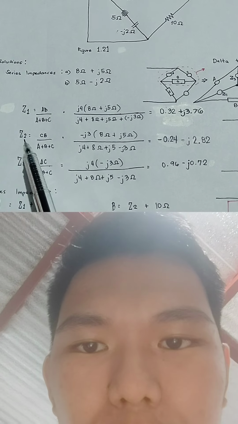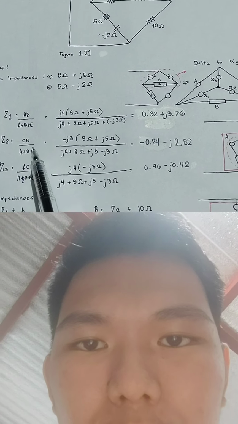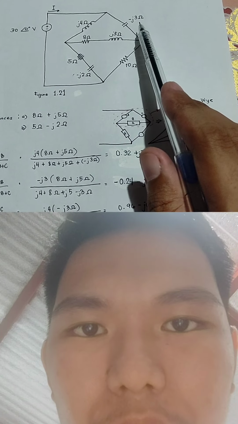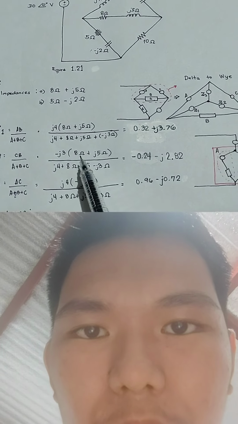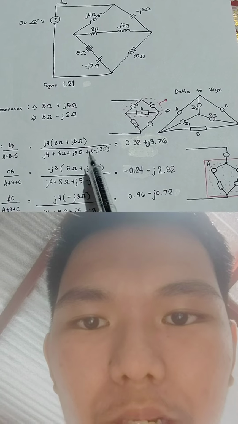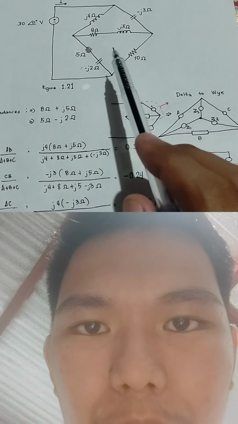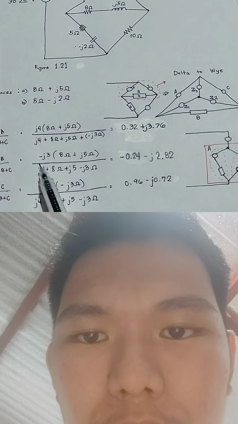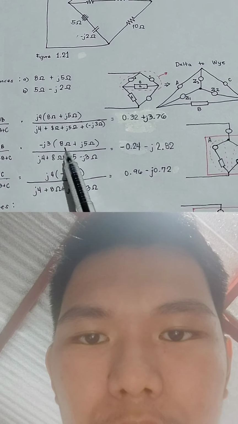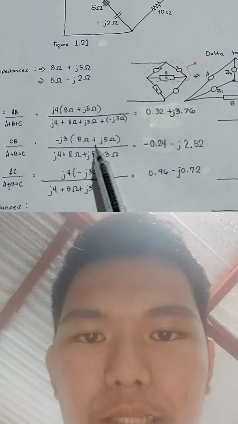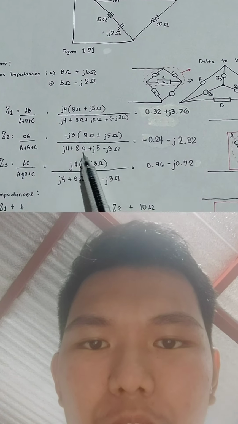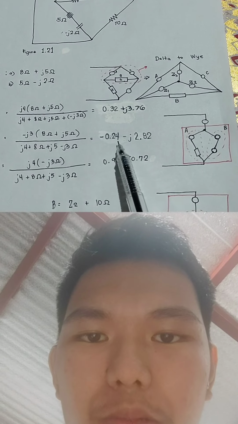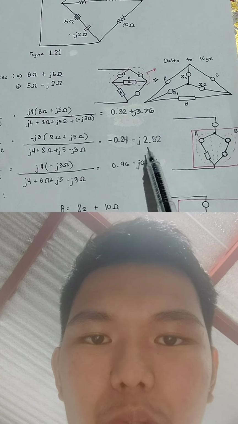For Z sub 2, C times B. The value of C is negative J3 ohms times the value of B, which is our impedance A. Negative J3 times 8 ohms plus J5 ohm over the sum of impedances is now equal to negative 0.24 minus J2.82.